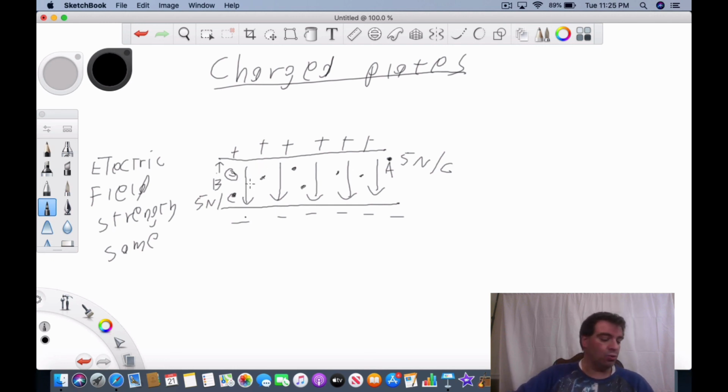So that's basically it. Those are all the scenarios that we have, and now you know how to actually draw electric field lines.